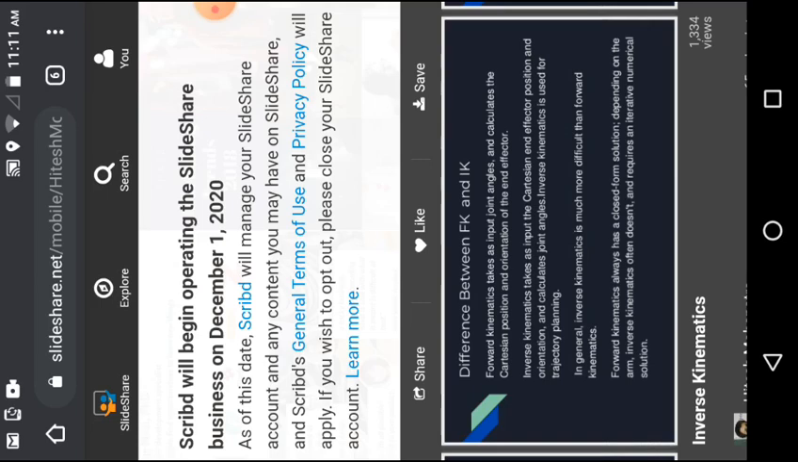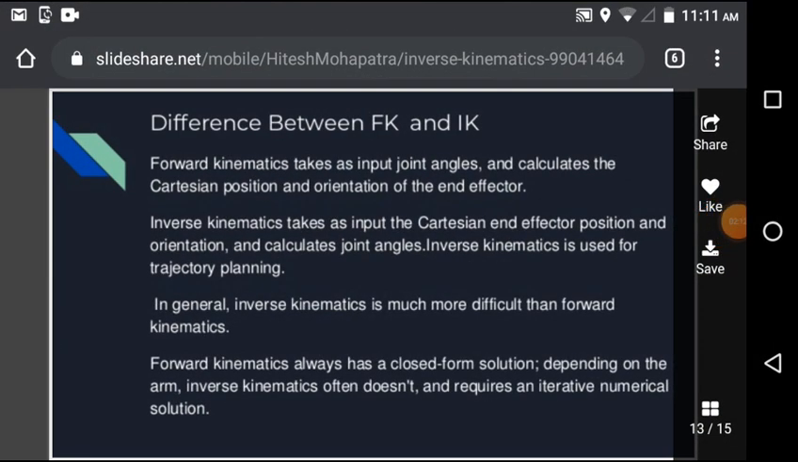So now we see the difference. Forward kinematics takes joint angles as input and calculates the Cartesian position and orientation of the end effector. That is forward kinematics. Inverse kinematics first takes the input Cartesian position and orientation of the end effector, and then you calculate the joint angles. So it is used for trajectory planning.